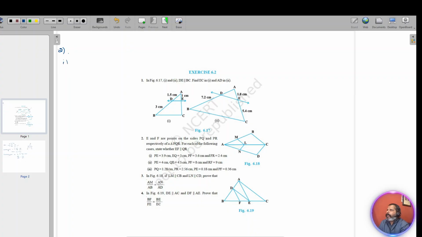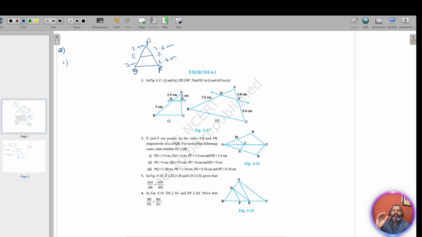In the second one, we'll write PQR, a triangle. EF are the points on PQ and PR, which means EF comes here. Check out the values. PE is how much? 3.9 centimeter. EQ is 3 centimeter. PF is 3.6 centimeter. Everything is given. All the 4 parts of the 2 sets are given.